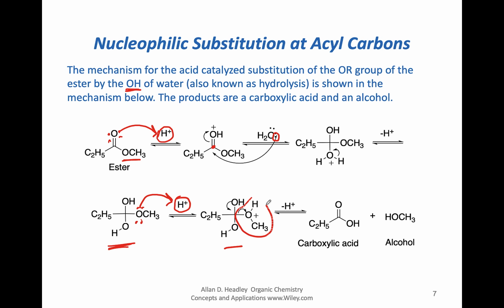This now becomes the good leaving group because it will take these electrons to form our neutral alcohol, which is an extremely good leaving group, and what's left behind is a carboxylic acid. So the bottom line is esters in the presence of water and an acid as a catalyst will give a carboxylic acid and alcohol as the product. We call that hydrolysis, a hydrolysis of an ester. Hydrolysis because of hydro, water.